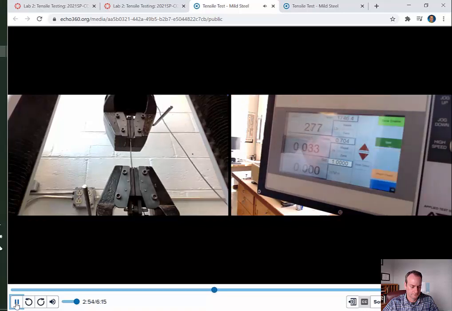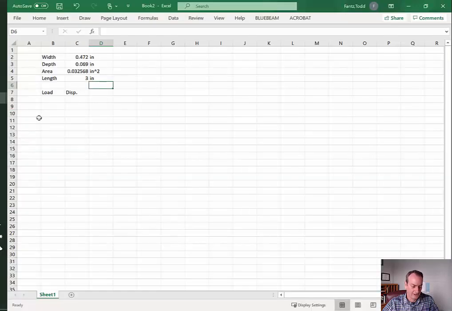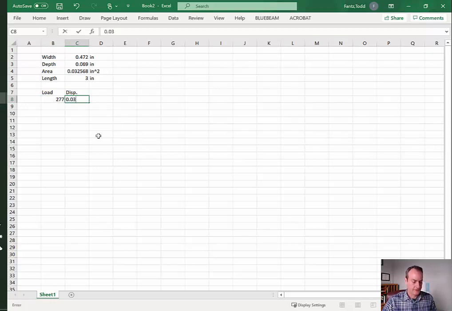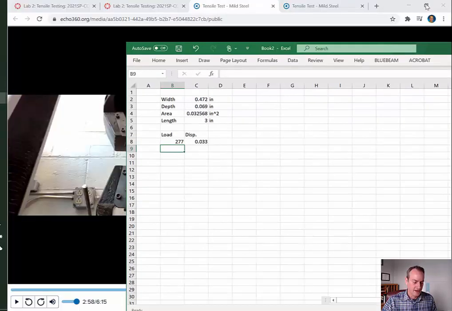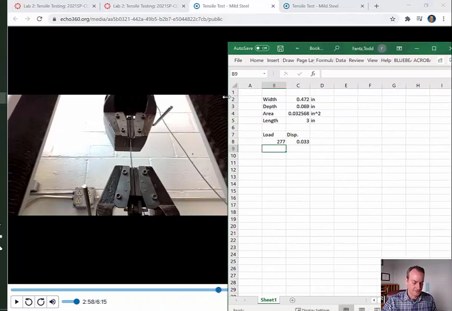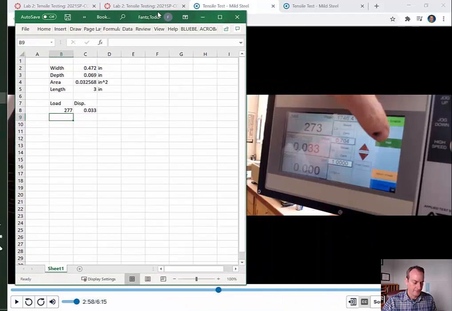So I'd record a load of 277, a displacement of 0.033. All right, so at this point, you can pause the video, go back here, and it said a load of 277 and a displacement of 0.033. And that's basically, we're just going to continue this process. I'm actually going to just make this screen smaller so that I can watch it and record it at the same time. I don't know how you want to do it on your end. We got a lot going on here, don't we?